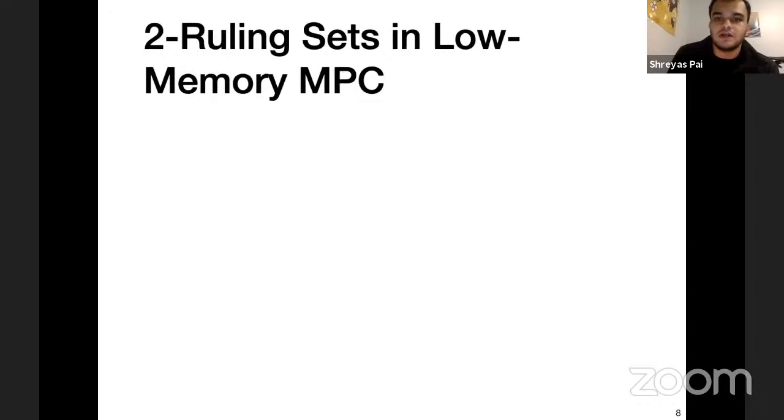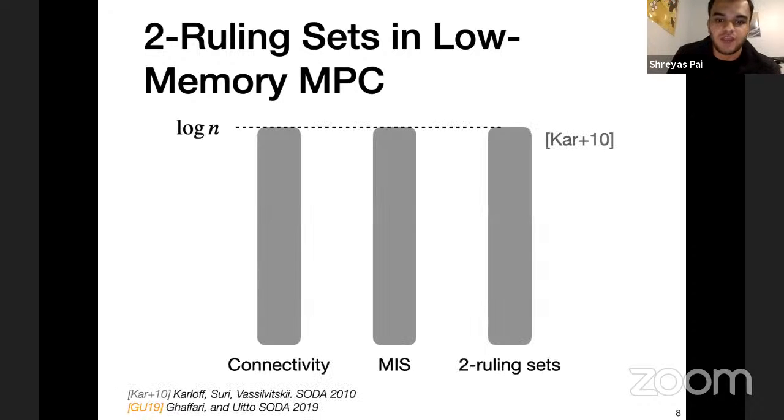So this sublinear memory regime is also called the low memory MPC model. And when we look at two ruling sets in the low memory MPC model, let me compare it with the complexity of connectivity and MIS as well.